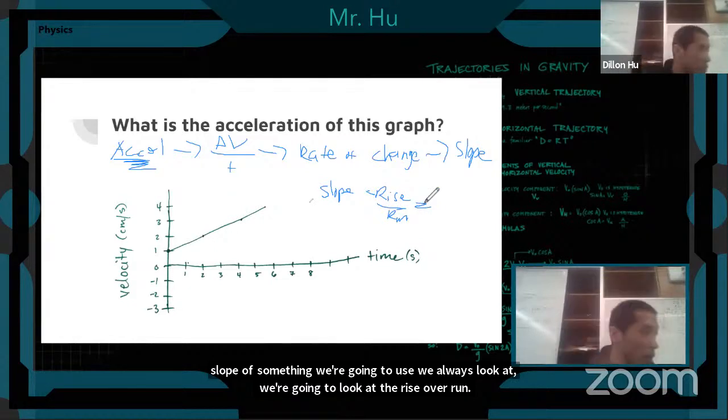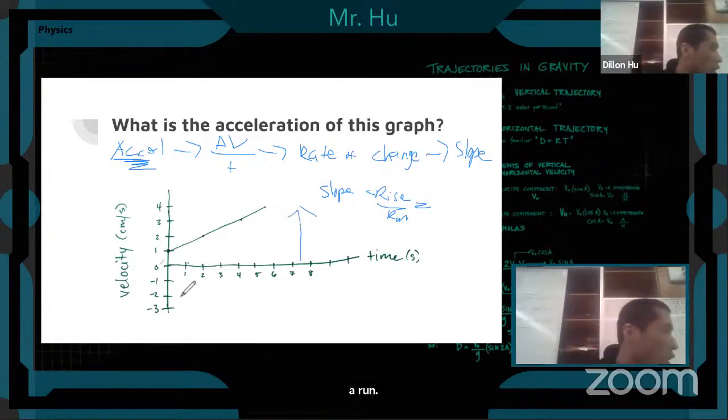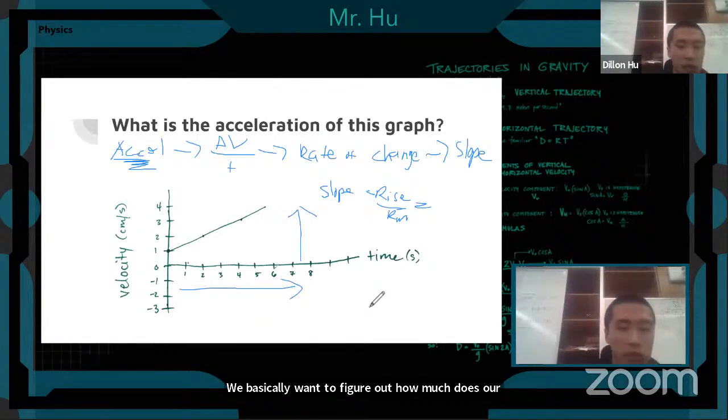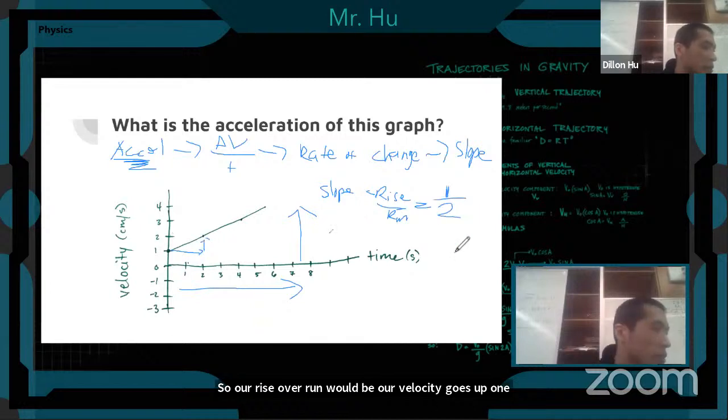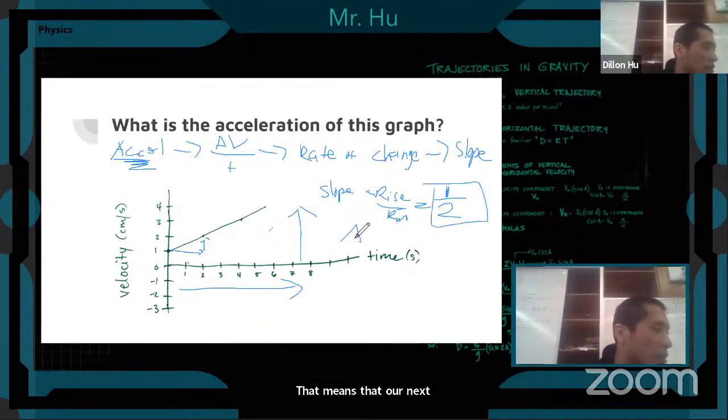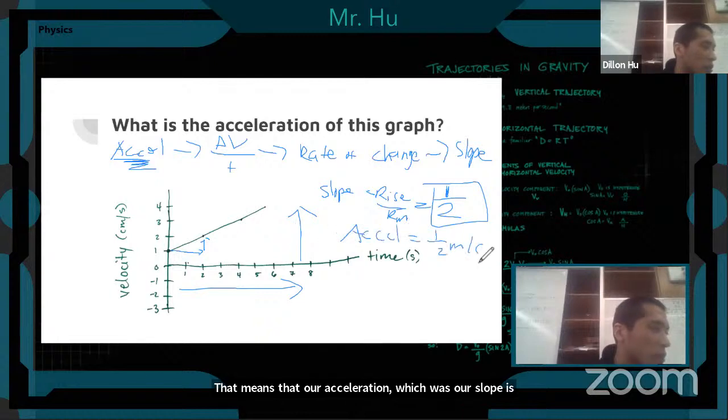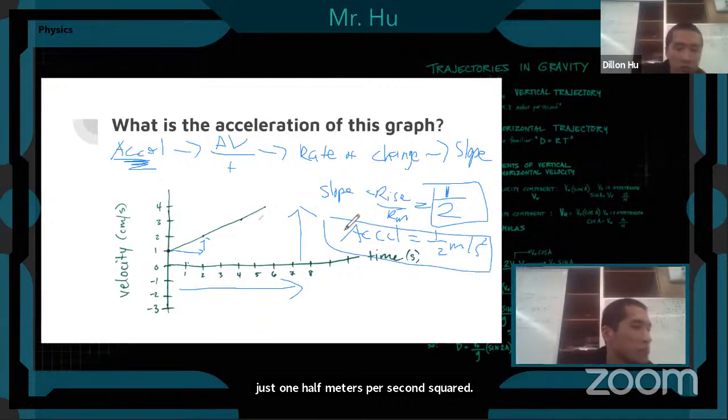We basically want to figure out how much our velocity changes over how much our time changes. So in 2 seconds, our velocity goes up by 1. Our rise over run would be our velocity goes up 1 meter per second in 2 seconds. So our slope would just be 1/2. That means that our acceleration, which was our slope, is just 1/2 meters per second squared. And that's it. Nothing more to it.